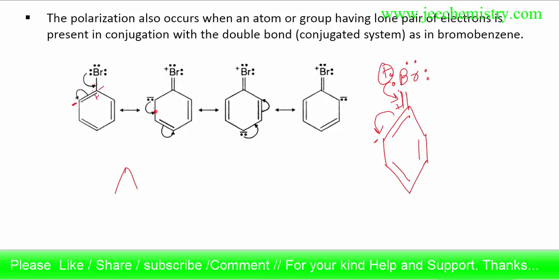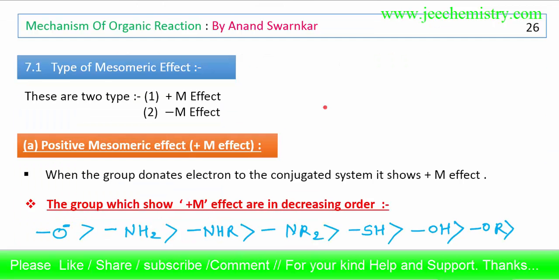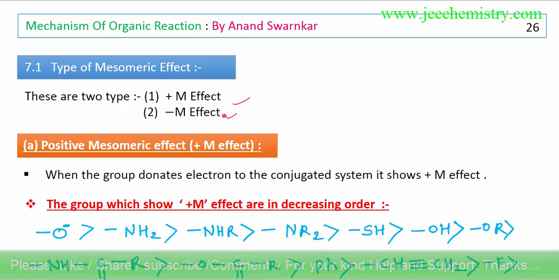Similarly, this lone pair shifts to this position, this pi bond shifts to this position. Here a negative charge is generated, and this becomes a bond. Now this will shift to this position, and a bond forms. This will shift to this, a minus charge is generated, and in this way polarity is produced in the molecule. This type of polarity produced in the conjugation system is called the mesomeric effect. Now there are two types of mesomeric effect, plus M effect and minus M effect. We will learn them one by one.